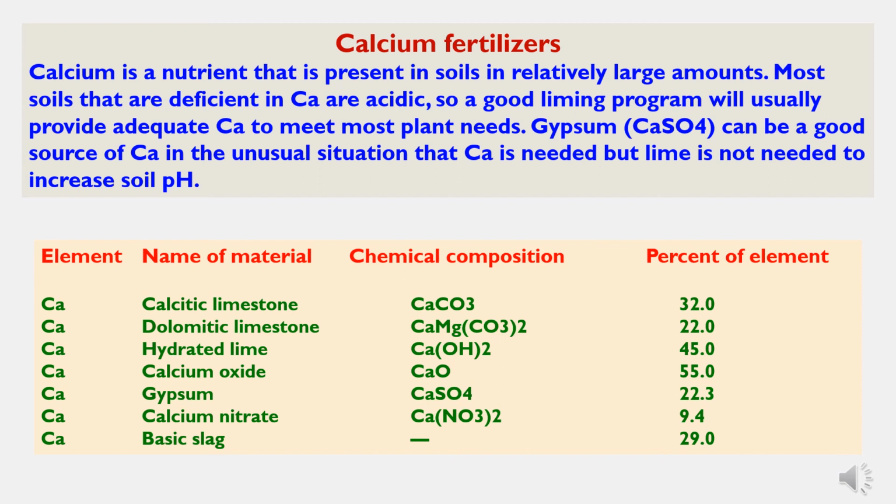Here we have listed some calcium fertilizers which are a good source of calcium, like calcitic limestone, which contains 32% calcium. Then dolomitic limestone having 22% calcium content. Then hydrated lime having 45% calcium. Then calcium oxide having 55% calcium content. Then gypsum having 22.3% calcium. Calcium nitrate, which contains 9.4% calcium, and basic slag having 29% calcium content. So these are the sources of calcium supply to the crop.